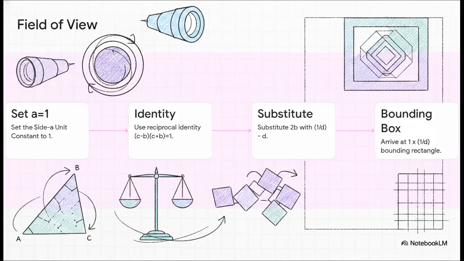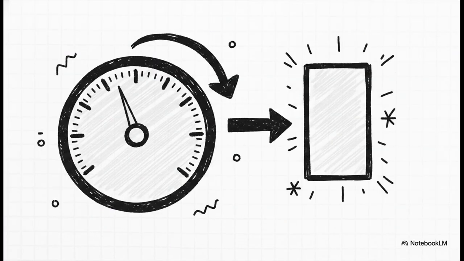Then we define the gap, c minus b, as our lens factor, which we call d. By substituting the math down, all those complex terms just beautifully collapse, and we arrive at a perfectly discrete total bounding rectangle for our field of view. It literally just becomes 1 by 1 over d. That's it. So the absolutely crucial point here is this seemingly simple lens factor, d.